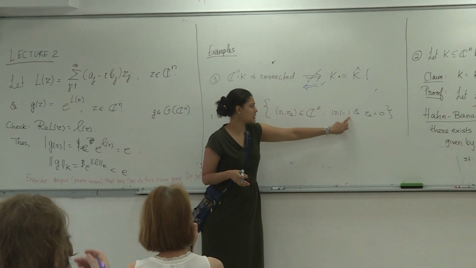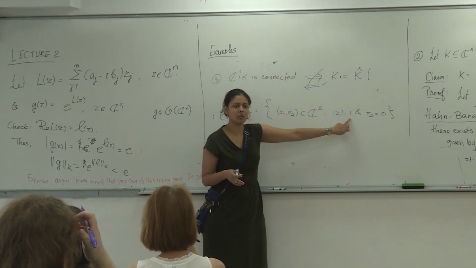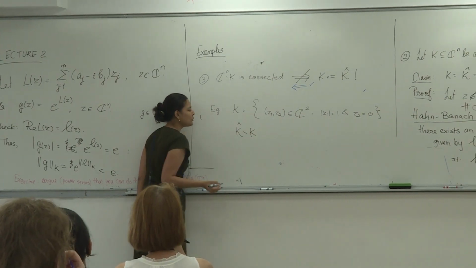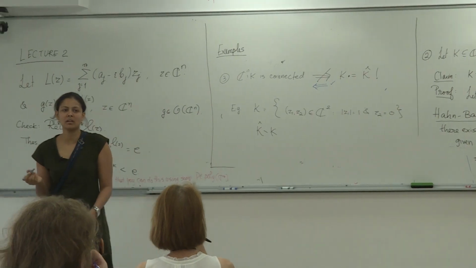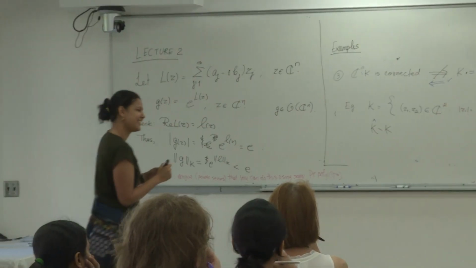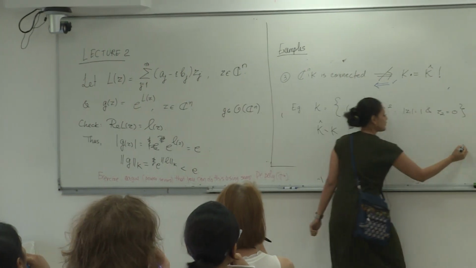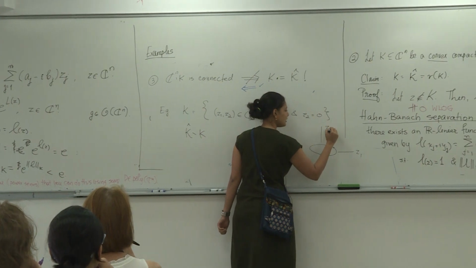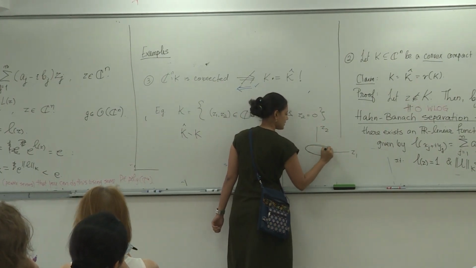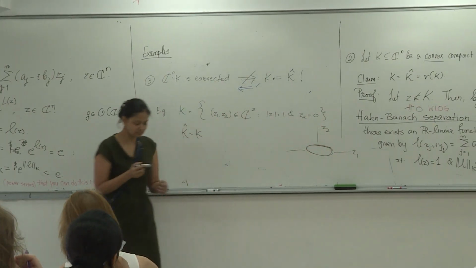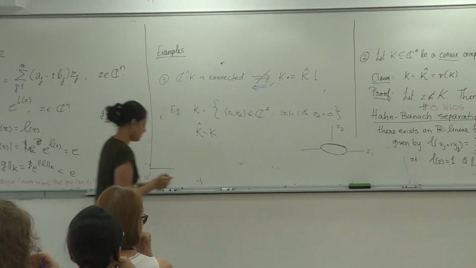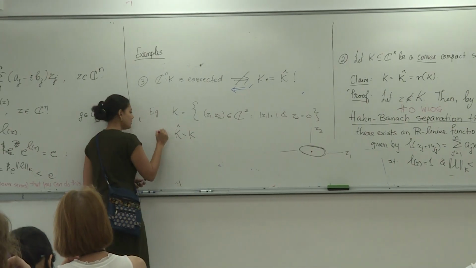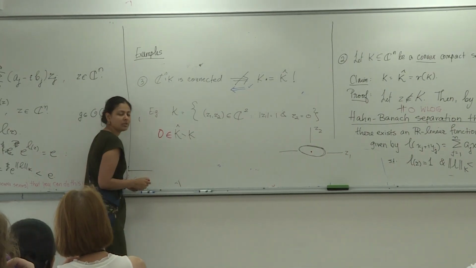What is the problem? What is something that's definitely going to be in the hull over here? Give me one point which is in the hull of K but not in K. So picture: this is z1, this is z2, and this is your K over here, just this circle. The origin. So that's, again, a maximum principle argument. So K is not polynomially convex.